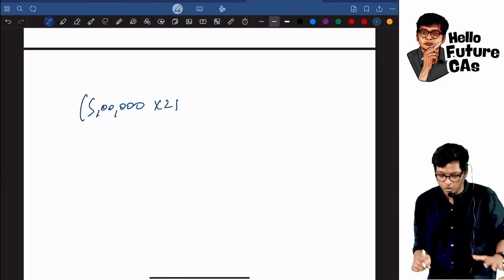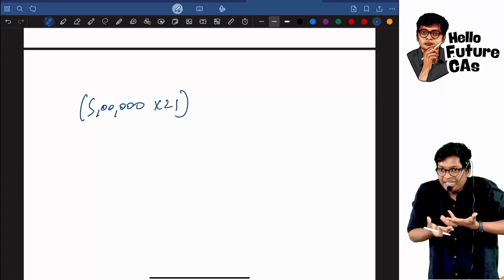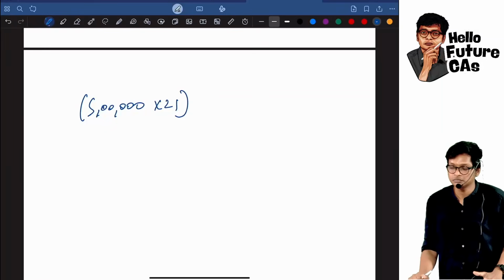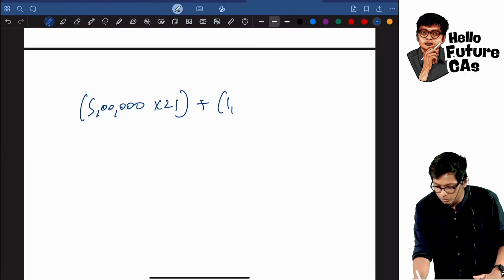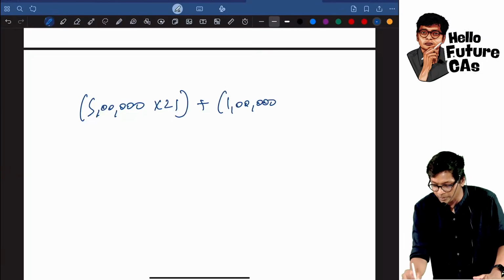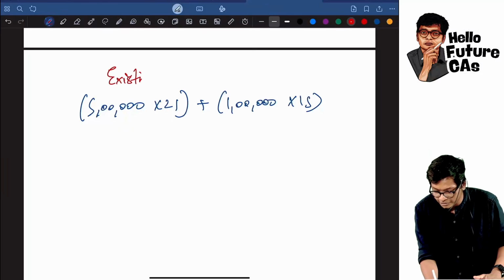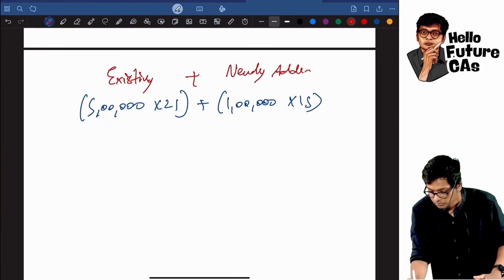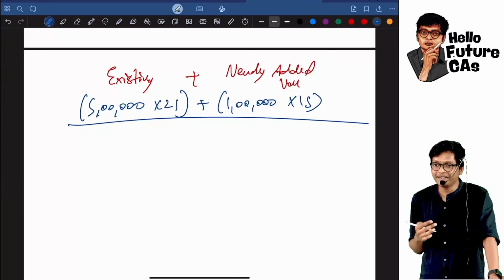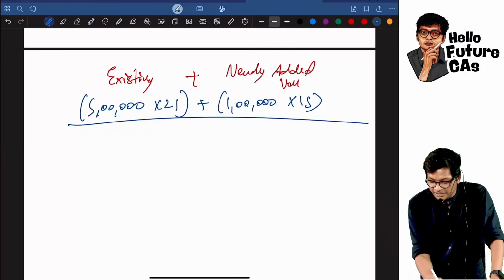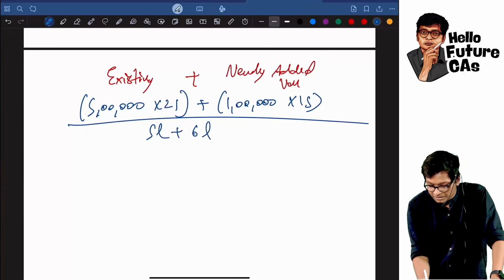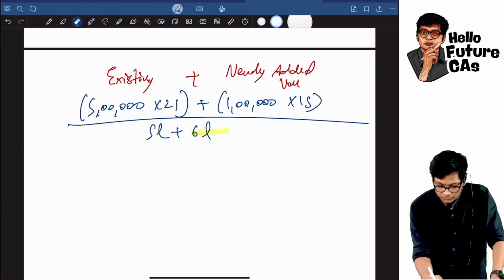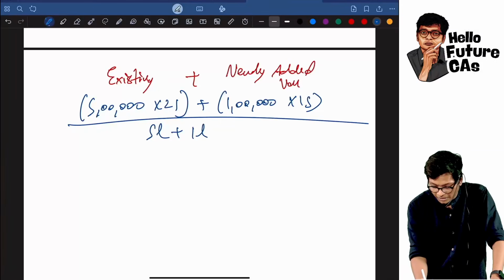No. So 5 lakhs into 21 is the value of company before rights. Now additionally, how many shares I issued? Each share at how much? 15. This is the existing value of company. This is the newly added value of company. Whole divided by, what is the total number of shares? 5 lakh plus 1 lakh, which is 6 lakhs.